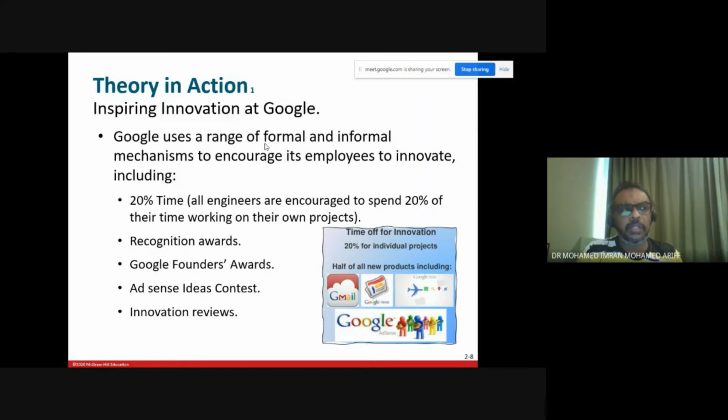And if that innovation is good, you can propose to the organization, Google, and it can be part of the products. All right. So some of the Google products that have been from their employees' innovation is Gmail, Google News. These are all coming from their employees, not from their management.